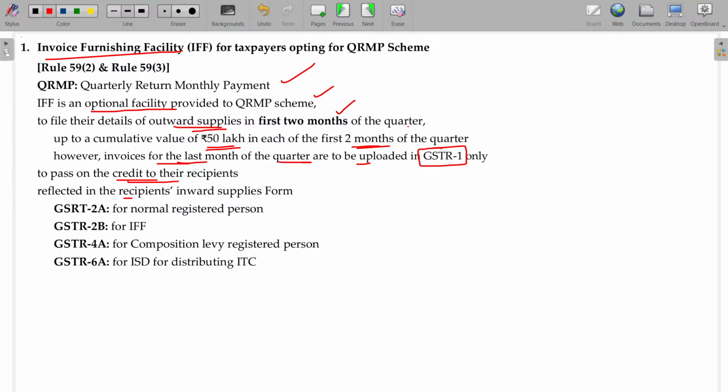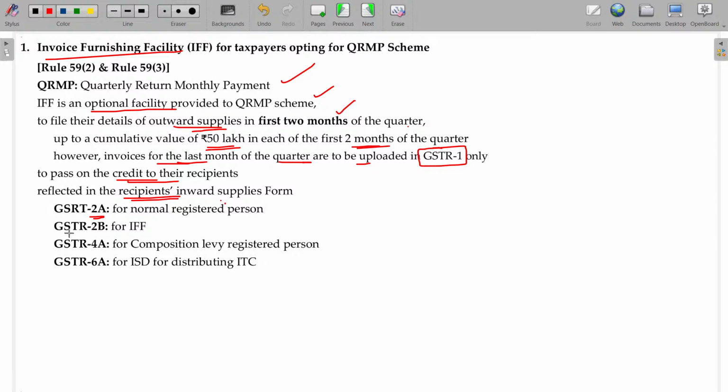It is reflected in the recipient's inward supplies form. So that will be 2A. If you upload the outward supply in GSTR 1, it may be available in GSTR 2A form of the recipient. Once he confirms, it goes to GSTR 2. But if I upload using IFF, it will be reflecting in 2B form. Once he confirms again, it will go to GSTR 2.